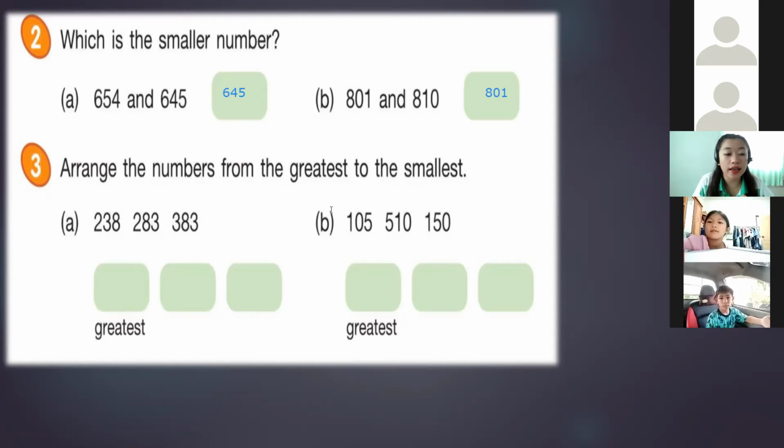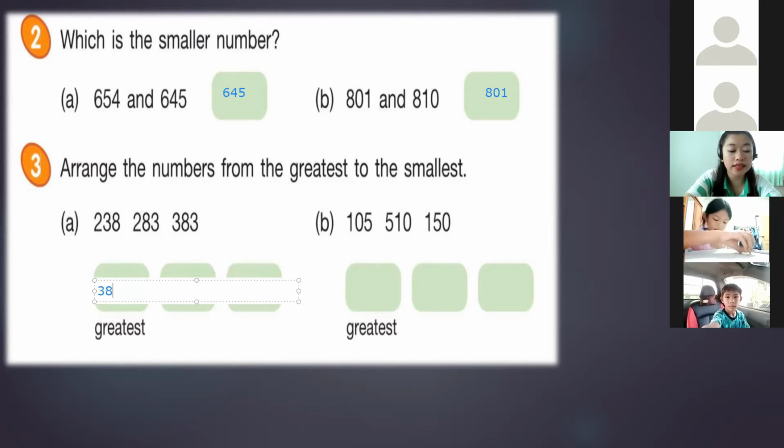Okay, so in letter A, we have 238, 283, and 383. Which number is the greatest? The first box is the greatest. 383. Very good. Yes, 383 is the greatest, because 3 is greater than 2. So the answer in the first box is 383.